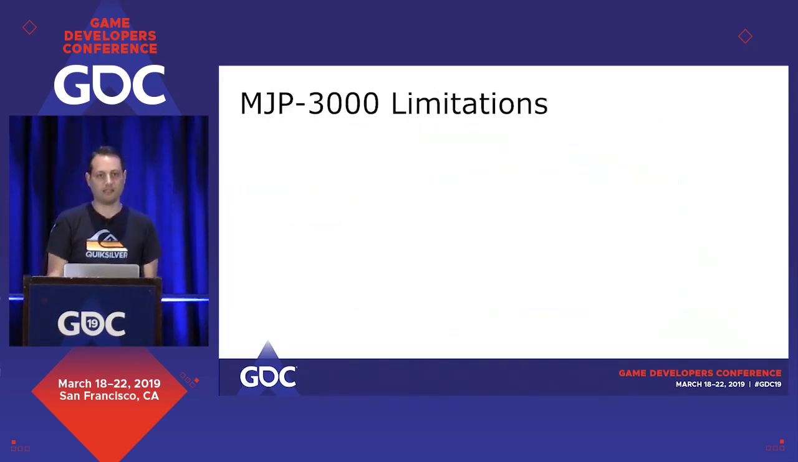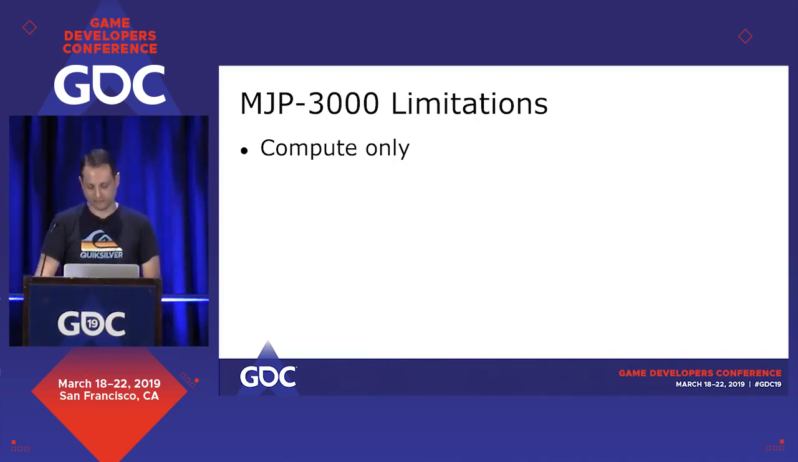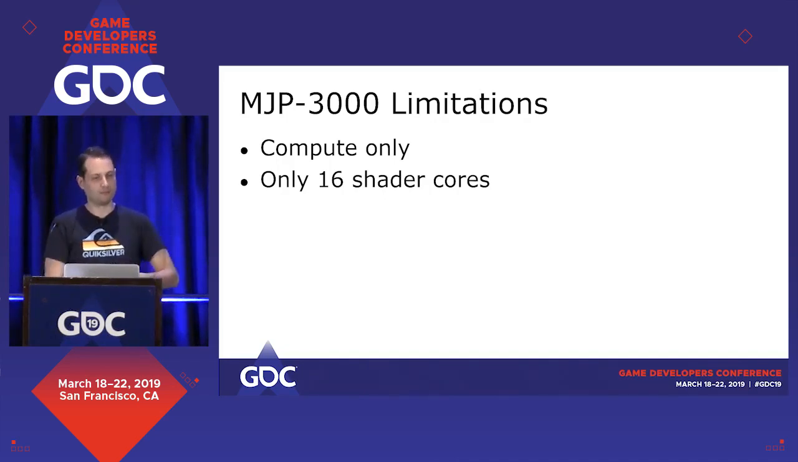Some limitations that this has compared to a real-world GPU: we're only going to do compute shader dispatches. So despite me calling it a GPU, we're not actually going to do any graphics. But that drastically simplifies things, so we don't have to include a rasterizer and all the different rendering stages. And like I said, there's only 16 shader cores, which is quite a bit fewer than you would see on a typical desktop GPU or a console. And there's no SIMD on here. Most GPUs will leverage SIMD in order to drastically increase their throughput, but there's no SIMD on this guy.